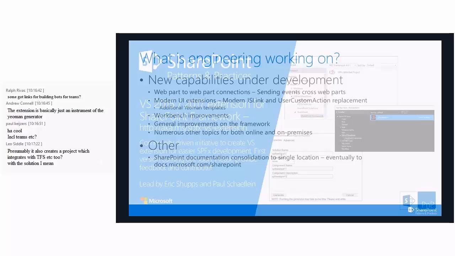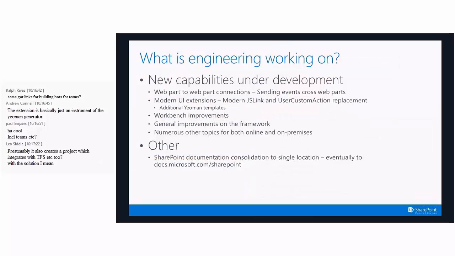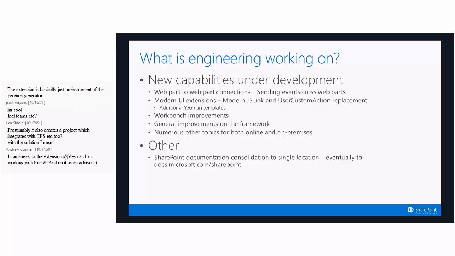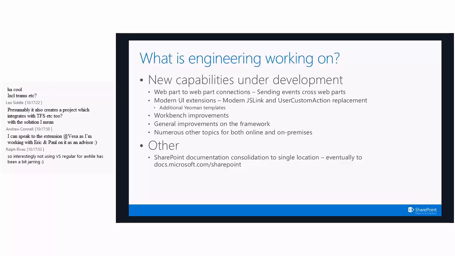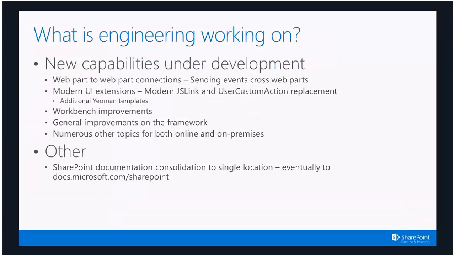So, a quick summary of what the SharePoint engineering team, which is responsible for the SharePoint Framework, is right now working on. We haven't changed the slide too much since last time we went through this, but we're looking into new capabilities on web part connections, so sending events across web parts. In the first phase it might only be code-based, and in future phases it will be a UI capability. We're looking into modern UI extensions, essentially modern JS link and user custom actions. We are aware that these have to be there for modern sites and also for classic sites, and they are in development. These will then bring additional Yeoman templates as well. There are improvements for the workbench in the queue, general improvements in the SharePoint Framework, and numerous other topics for both online and on-premises.